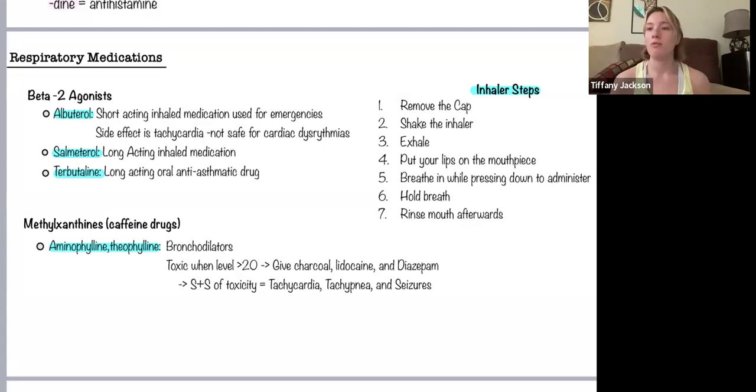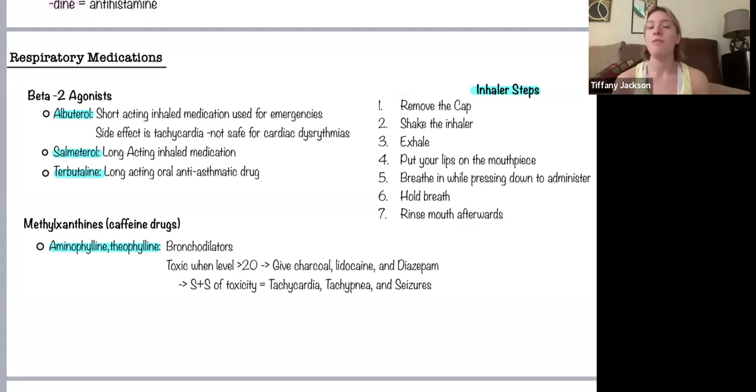It's important that we remove the cap, we shake the inhaler, then we have the patient exhale before putting their lips on the mouthpiece. Once their lips are on the mouthpiece, they press down to administer, they breathe in and hold their breath. We always encourage patients to rinse their mouth afterwards to reduce any sort of risk of oral thrush.